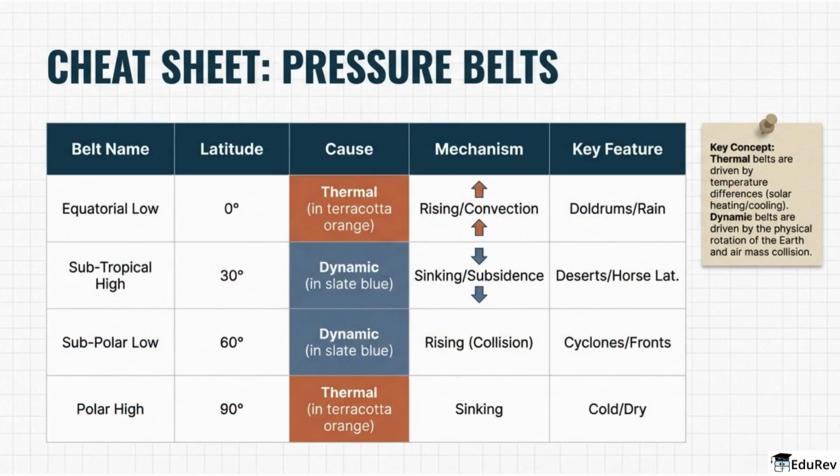Now consolidate the structure clearly. Equatorial low to thermal origin to rising air to rainfall. Subtropical high to descending air to dryness and deserts. Subpolar low to dynamic collision leads to cyclones. Polar high leads to thermal sinking, leads to cold, stable conditions. Thermal belts are heat-driven. Dynamic belts are circulation-driven. If you can derive each belt from cause rather than memory, you have mastered the logic.